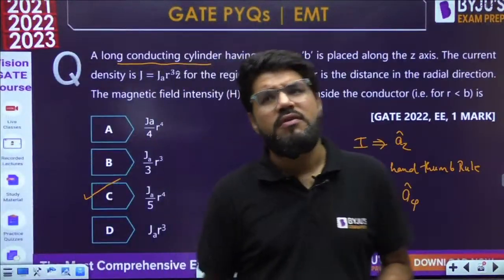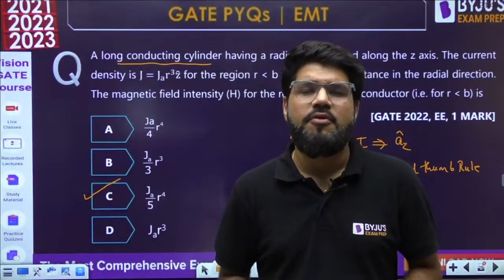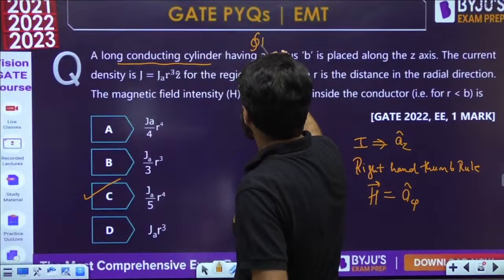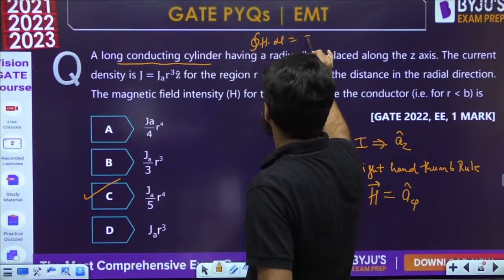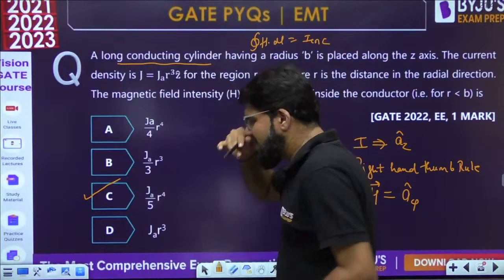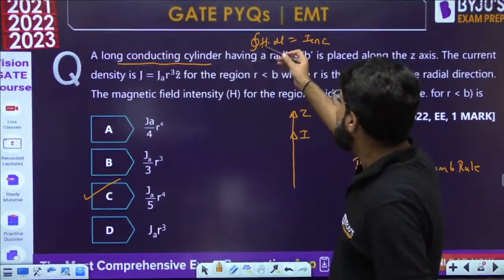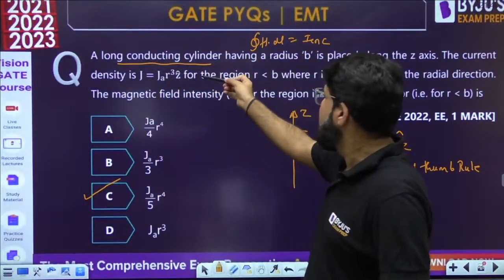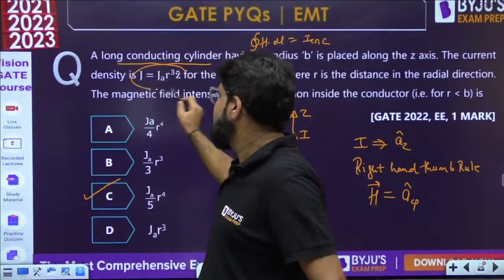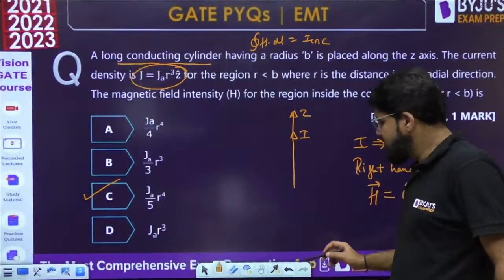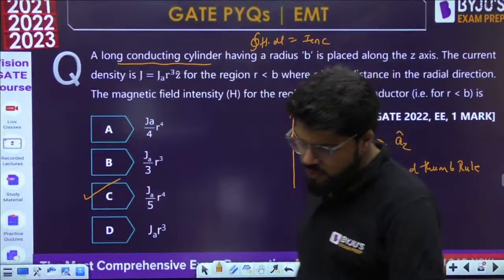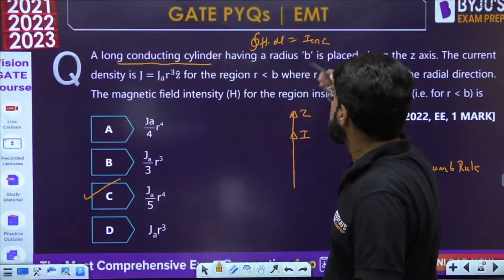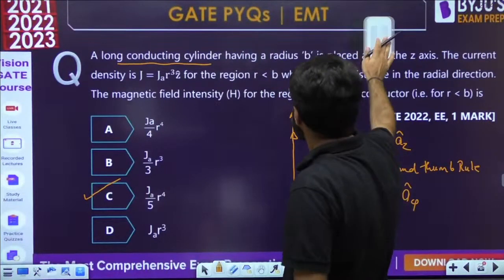Even if you want to solve it by the regular integral form of Ampere's law, what is the integral form of Ampere's law? Integral H dot dl is equal to current enclosed. Define a particular Amperian path, apply the line integral, and calculate the current enclosed within that path by the surface integral of the current density vector. That integration approach would also work, but this is another approach I presented here. So that also is applicable.